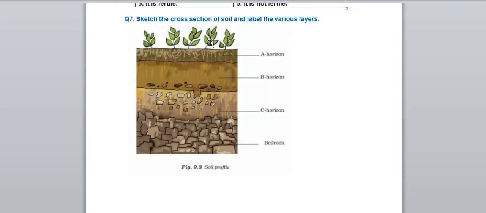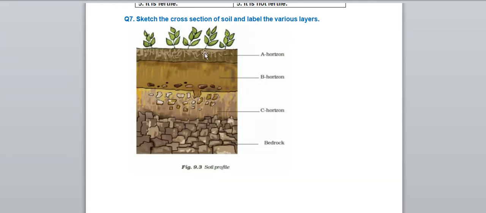Next one, question number 7. In this, you have to draw a diagram. Sketch the cross section of soil and label the various layers. This diagram is there in your NCERT textbook also. Figure number 9.3, soil profile. The same diagram you have to draw in this figure. You have to draw the various layers of the soil.